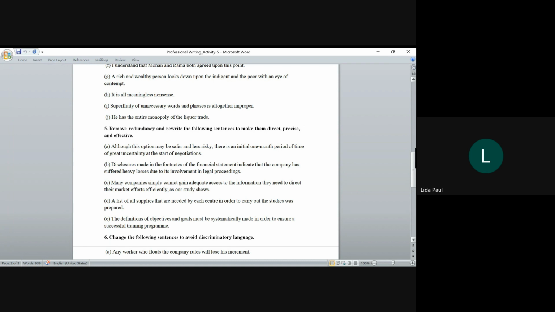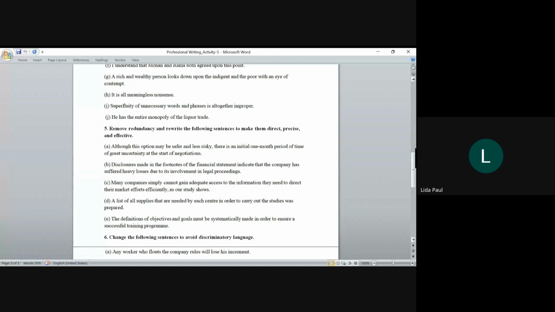Look at all that in between "needed" and "a list," right? "A list of all supplies that are needed," right? Ma'am, we can also remove "that are." Correct, right? You can remove "that are" also. So "a list of all supplies needed by each center to carry out the studies was prepared." That much is enough. It gives you enough details and it doesn't change the meaning of the sentence. If it doesn't change the meaning, it means that the parts you removed were useless. They were irrelevant, right? So we removed "that are" and we also removed "in order."